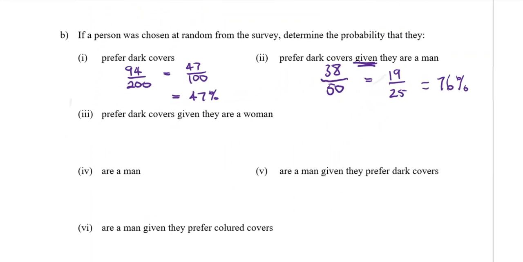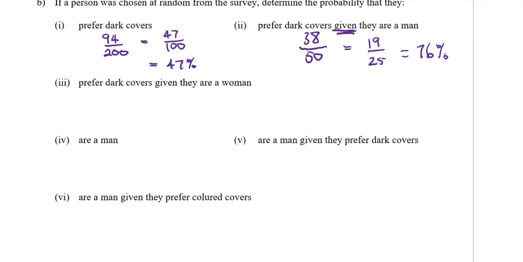Okay, I'm going to have to make this bigger. Can't write that small. Question 3. Prefer dark covers given that they are a woman. So there's the word given again. So only looking at the women, which means we have a total of 150 women. How many of them like dark covers? That's 56. It's a bit of a repeat. We're doing the same thing again. 28 out of 75, which was our 37.3. I'm just going to round to the nearest whole percentage. 37%. That was the same as up in part A, making us repeat ourselves.